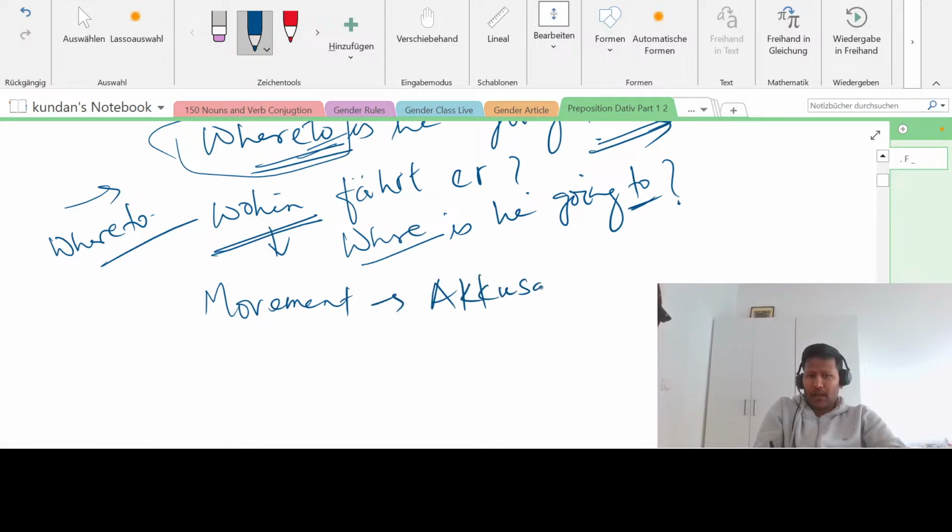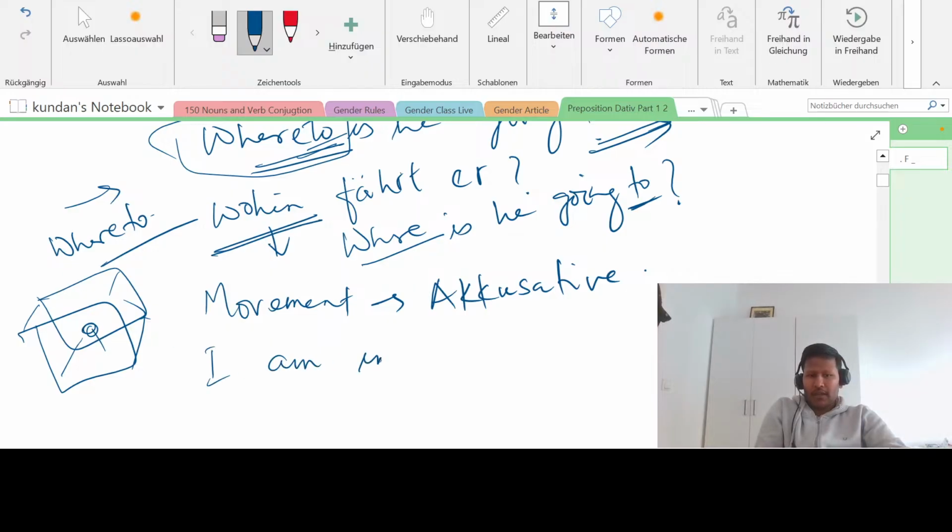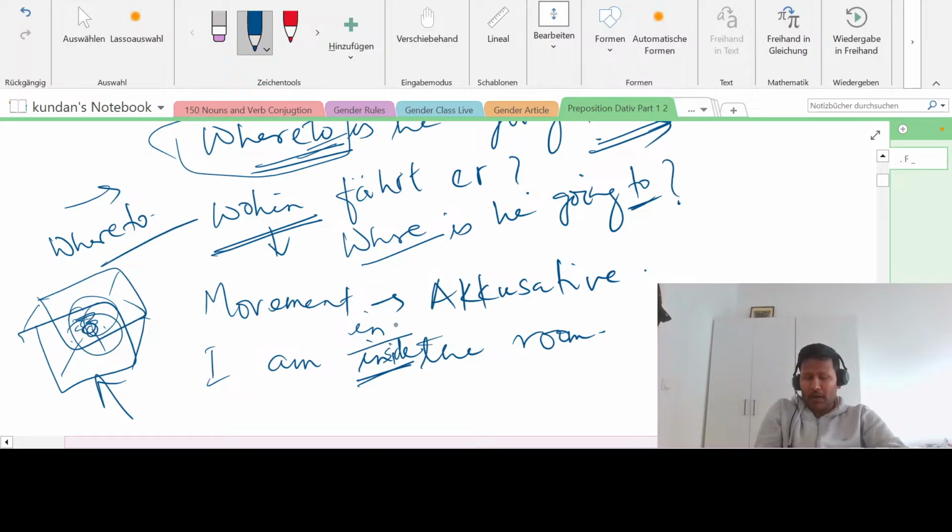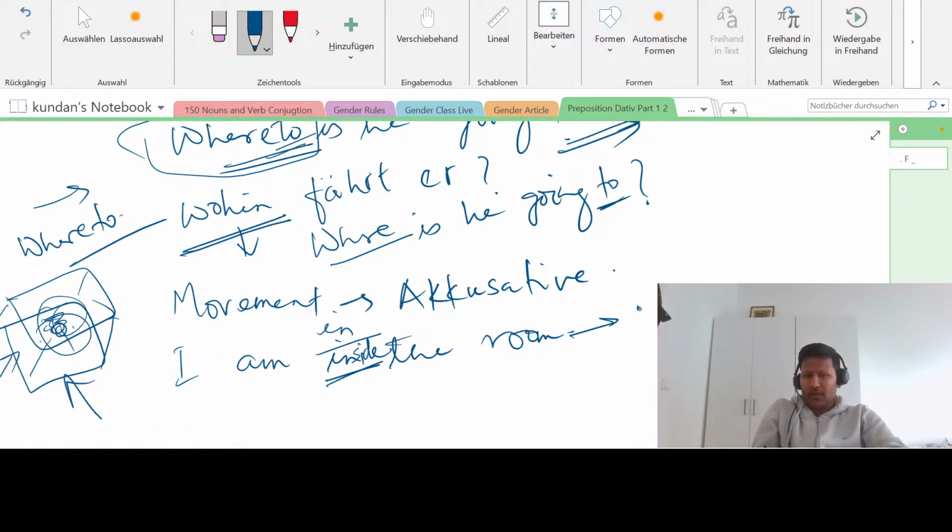What do we use? Accusative. Suppose now I am inside this building, I am inside the room. I will say I am in the room. So I'm already in the room, right? There's no movement. Even if I'm jumping inside the room or moving inside the room, I'm not getting into the room. I'm inside the room, right? So this is a very, very important concept. So I will say I am inside the room or I am in the room. But you have to understand there's no motion outside, right? So in this case, you will use dative, right?